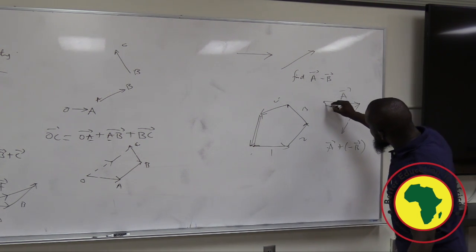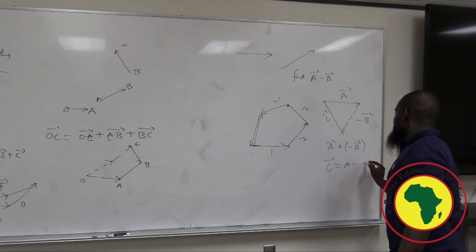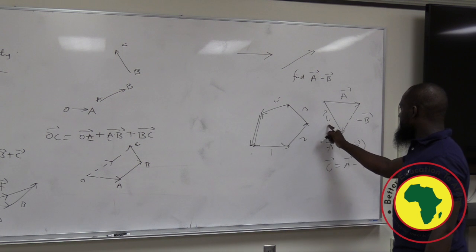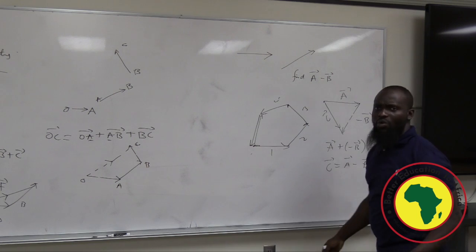So it should not be from here like this. So let me call it vector C. So I say vector C is A minus B. I can call it whatever name I want. So it goes from here to there. It's always from here to there. Why am I saying this?